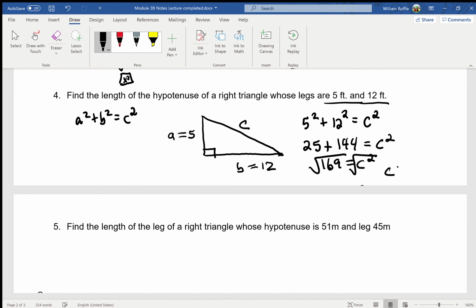And I guess it won't write on the line. That's interesting. As you can see, I'm learning how to do this as we go as well.